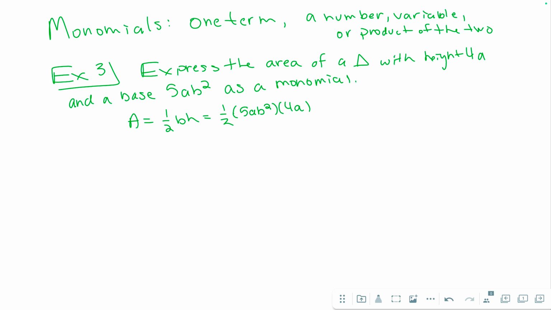Let's find this area first, and then I'll tell you. So I'm given the base. I'm given the height. I'm multiplying, using some of the rules that I have told you about. What's 5 times 4? 20. Cut in half, 10. What's A times A? A squared.